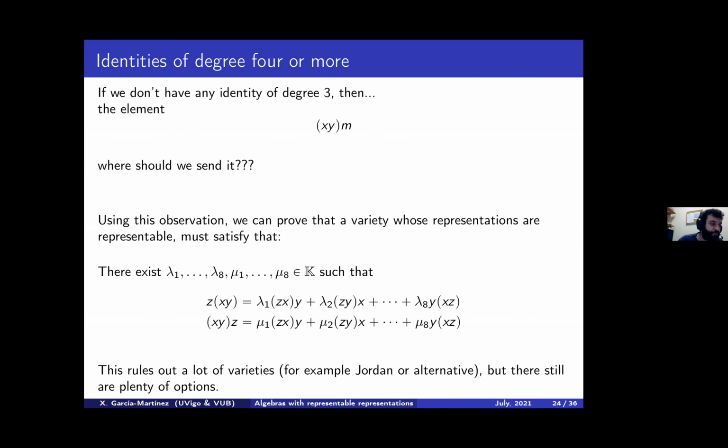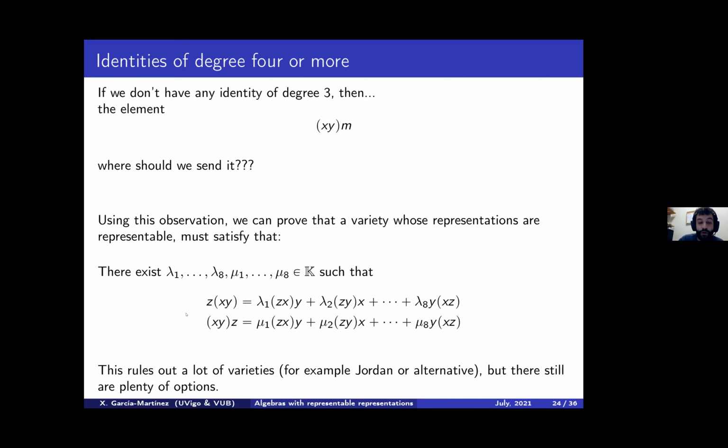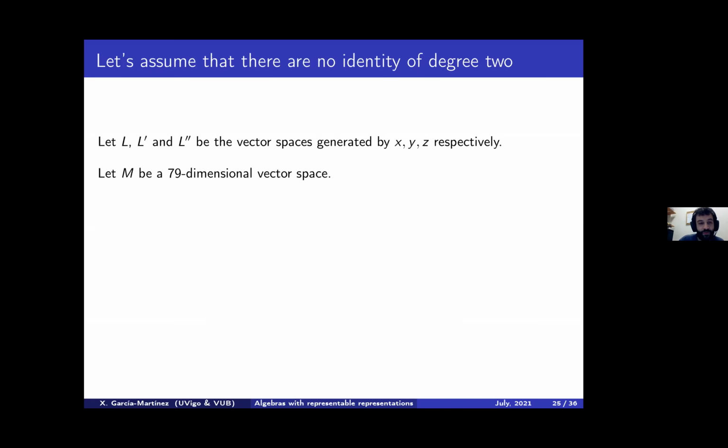Moreover, if we have identities of degree 2, it's quite easy to prove that Lie algebras are the only possibility. But what I want to tell you is the way that we prove that if we don't have any identity of degree 2 and we have these identities of degree 3, there is no possible solution. What we did was we found three nice representations of free objects on a 79 dimensional space. I don't know how we found this, but it works, I promise you.